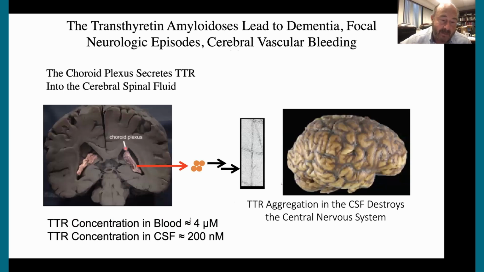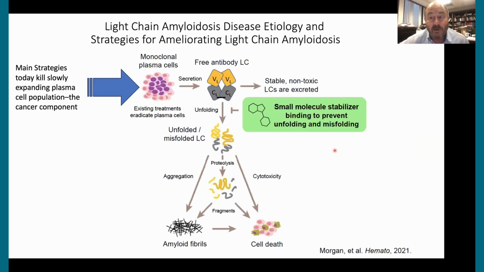And so, as I said, the brain synthesizes transthyretin through the choroid plexus, which secretes the protein into the cerebral spinal fluid, and its aggregation in the circulatory system of the brain causes the demise of the central nervous system. Now, for light chain amyloidosis, as far as we know, the full-length light chain protein has to dissociate, and probably in most cases it gets cleaved into smaller fragments that aggregate, and that destroys various organ systems.